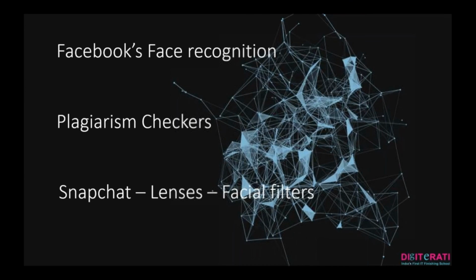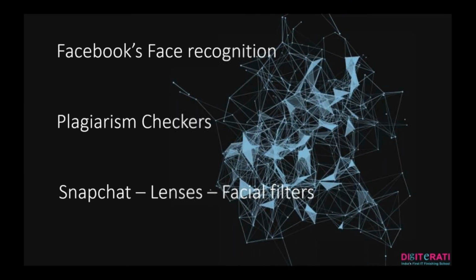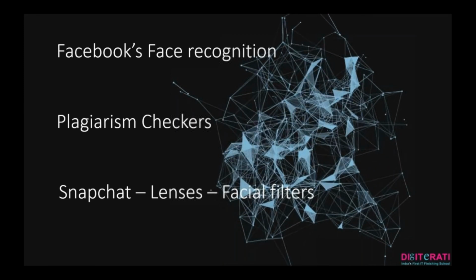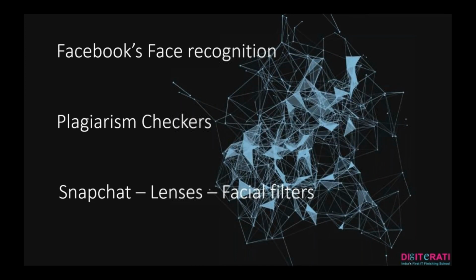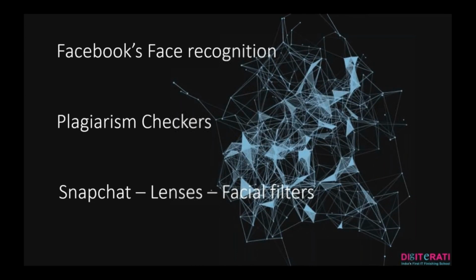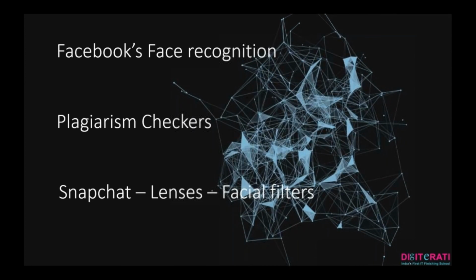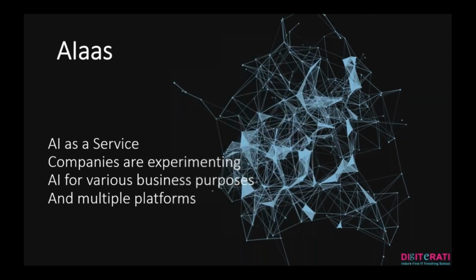Snapchat uses an AI engine called Lenses. The Lenses has special facial filters. These facial filters can read and understand whether at the moment you are happy or you're sad, and based on that Snapchat starts its conversation with you. It's another application of artificial intelligence.